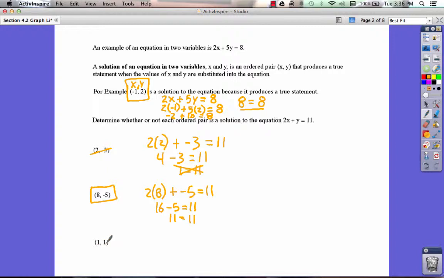Now let's try 1, 1. If we plug 1, 1 in, that's 2 times 1 plus 1 equals 11. 2 times 1 is 2, plus 1 equals 11. 2 plus 1 is 3. 3 does not equal 11, so this is not a solution to the equation.